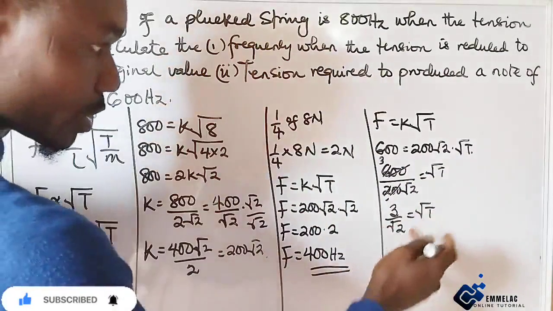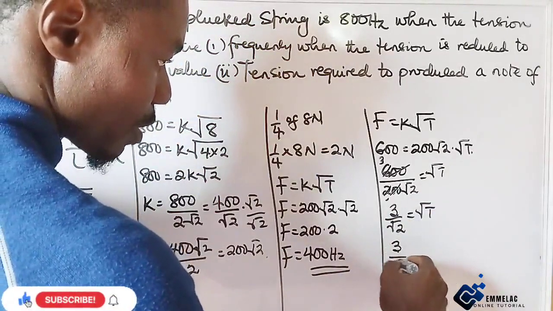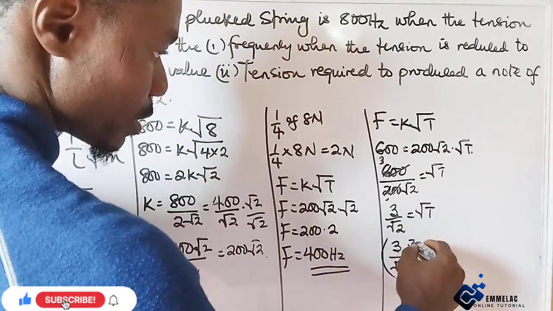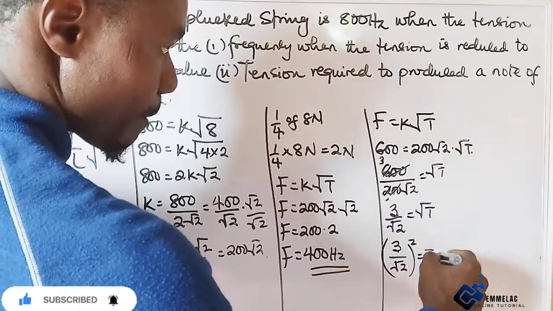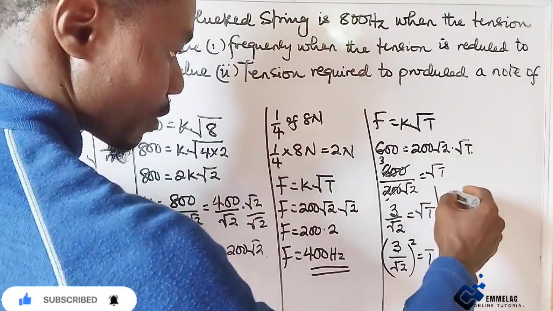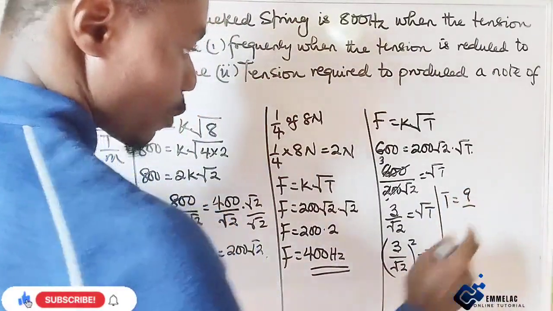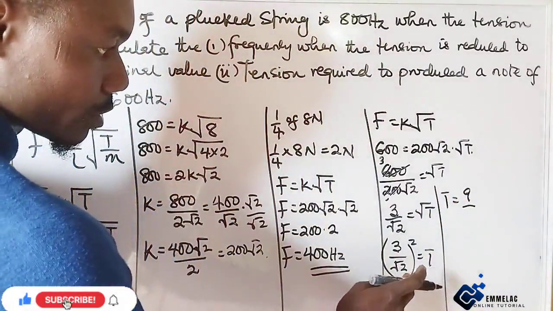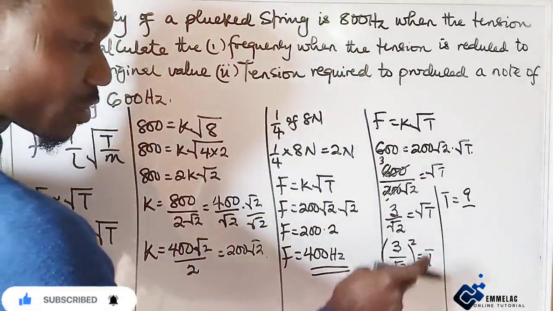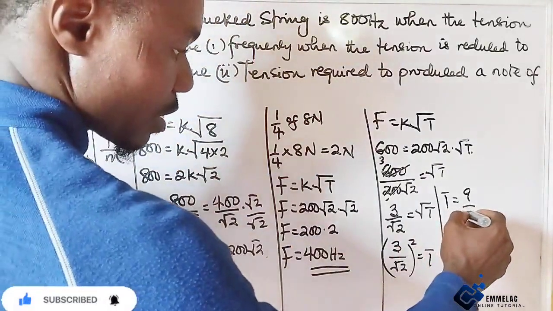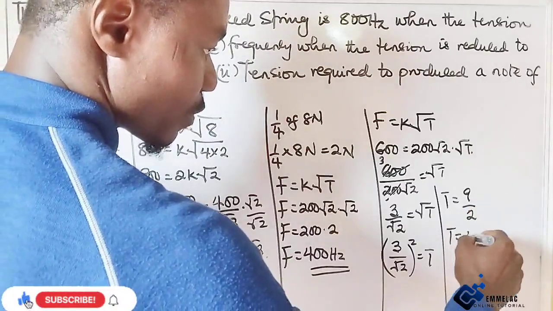Alright, we can just square both sides. By squaring both sides, you have 3 over root 2 all squared, and when we square the root T, we are left with T. So at the end of the day, T will give us the square of 3, which is 9, over the square of root 2, which is 2. So at the end of the day, our tension is what?